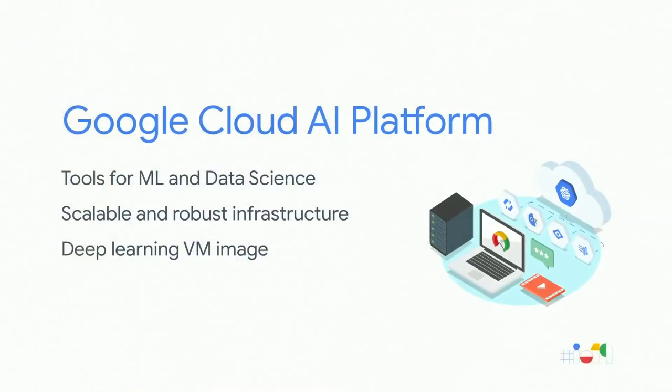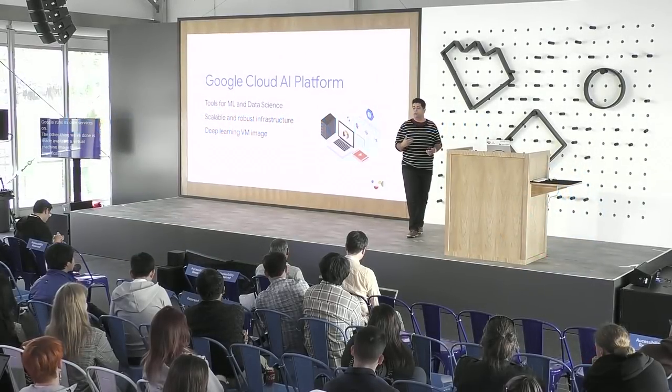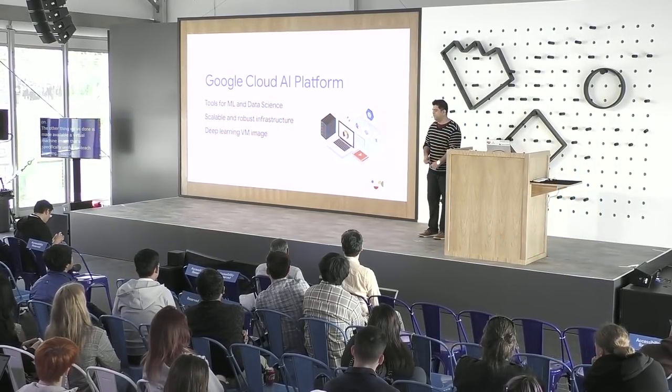Well, for that, we have what we call the Google AI platform. And the Google AI platform offers training and prediction services. We have powerful and flexible tools for ML and data science, and really a scalable and robust infrastructure that Google runs its own services on. The other thing we've done is we've made available a virtual machine image that's specifically useful for deep learning. And you can run it on our product called Compute Engine, which is where we host VMs.